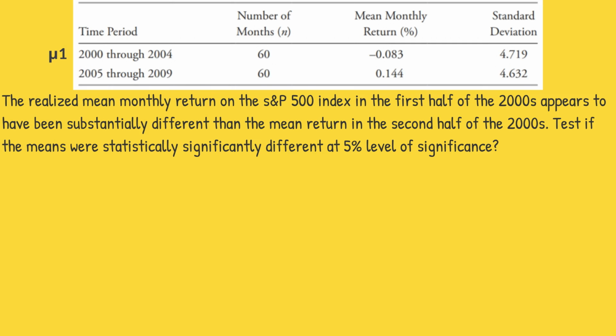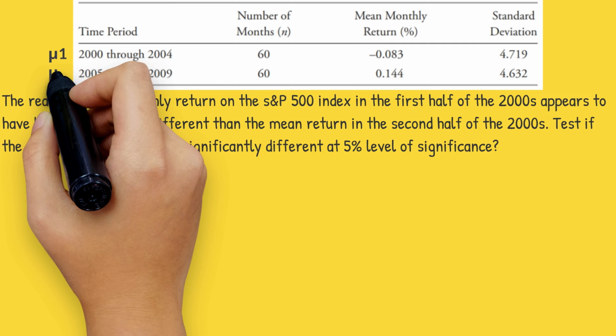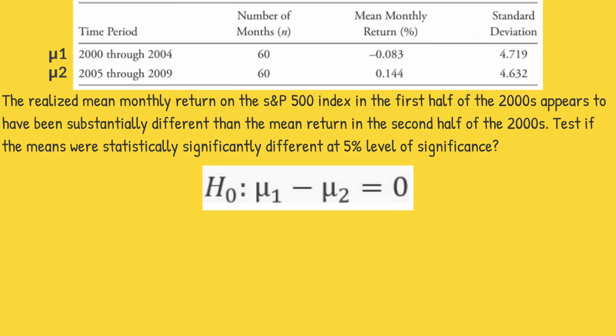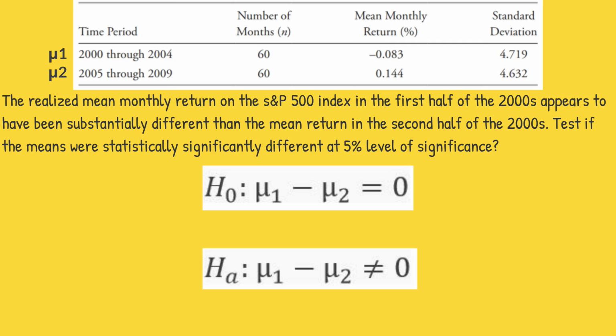Letting mu1 stand for the population mean return for the 2000 through 2004 period and mu2 stand for the population mean return for the 2005 through 2009 period, we formulate the following hypotheses. The null hypothesis is mu1 minus mu2 equals 0, versus the alternate hypothesis, which is what we are interested in testing, mu1 minus mu2 is not equal to 0.